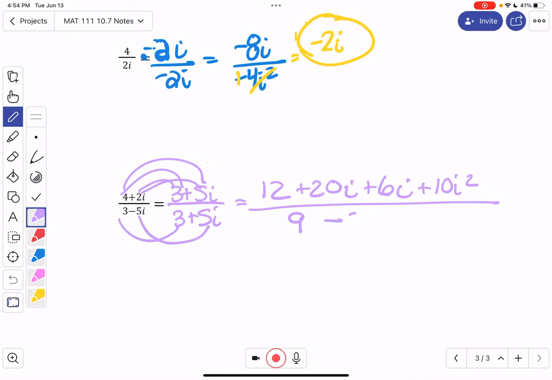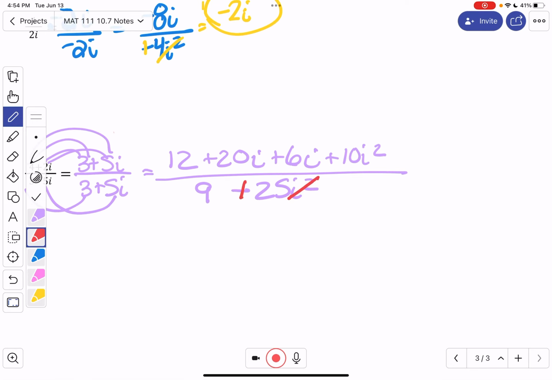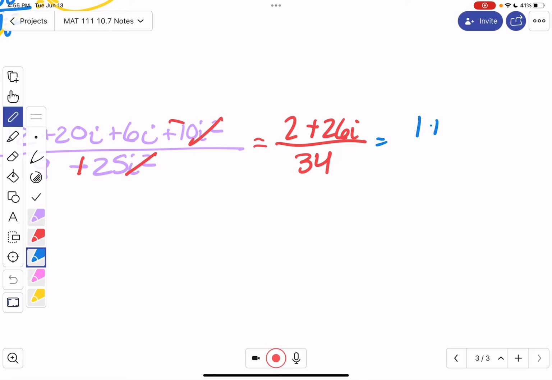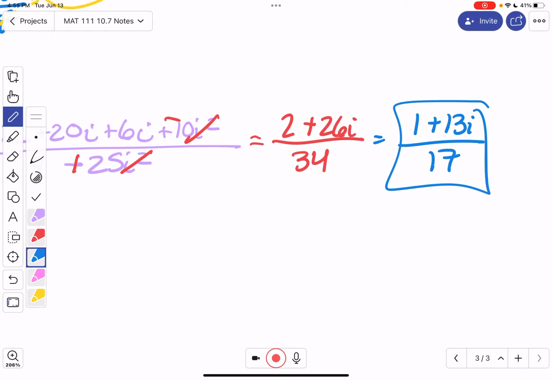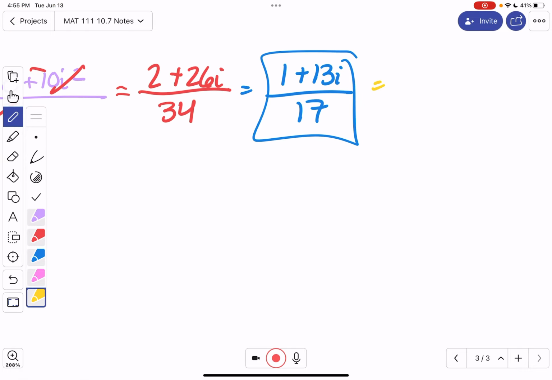We know the rest is going to cancel, so we could just automatically skip that step. The squareds change the sign. 12 plus negative 10 is 2. 20 plus 6 is 26. And 9 plus 25 is 34. All of those numbers are divisible by 2. So we could rewrite it as 1 plus 13i over 17. I will accept that on a test. And then my lab's going to want the a plus bi form. So you would turn it into this. That is 10.7. Let me know if you have any questions.